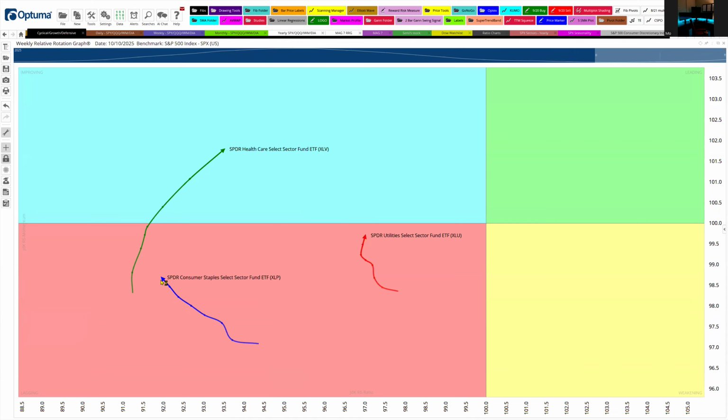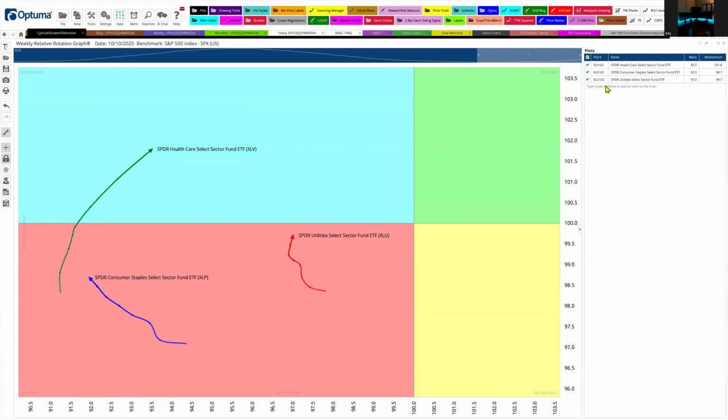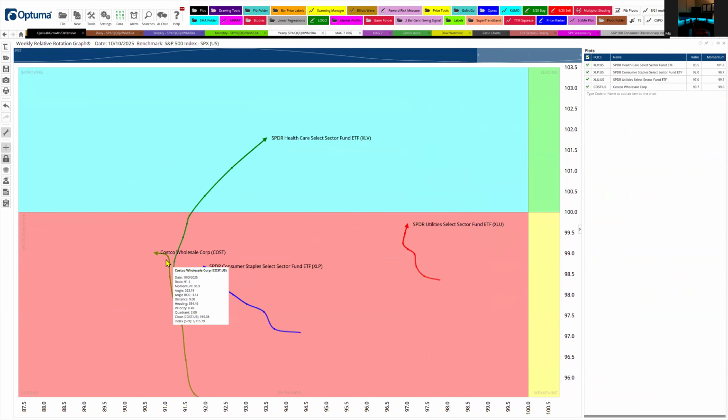Top stock is which one? Costco. Okay, so that's why I was saying earlier that Costco is one to consider. It's gonna be pretty close to it. If you can put Costco here. There you go. They trail together.